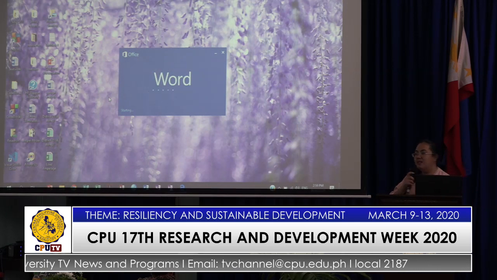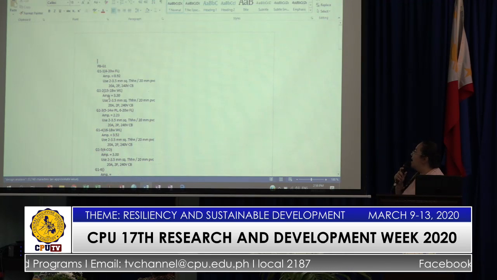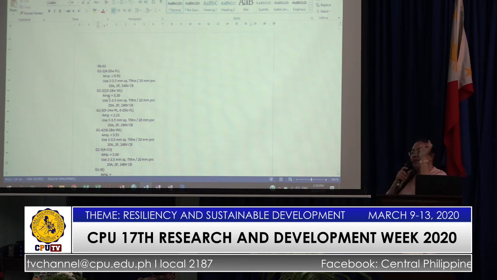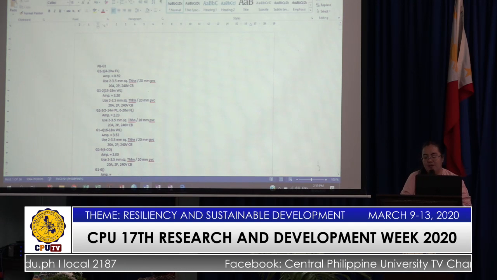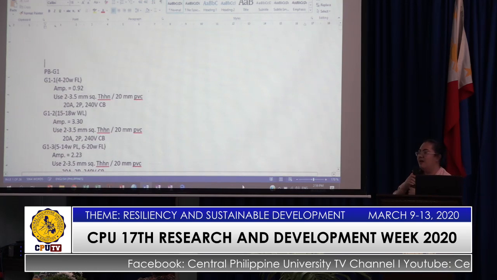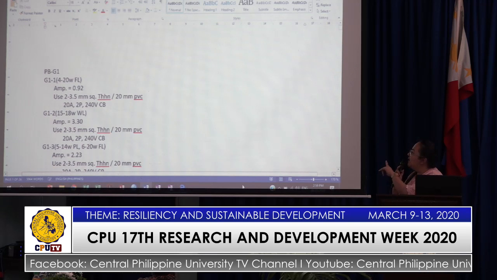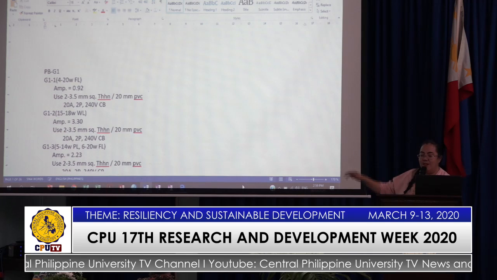So in the design analysis, I have all the loads, like I said earlier, I have all the circuit breakers, and I would identify all the loads in the circuit breaker and then compute for the ampacity, and then assign whatever wires I'm going to use and what circuit breaker I am going to use.